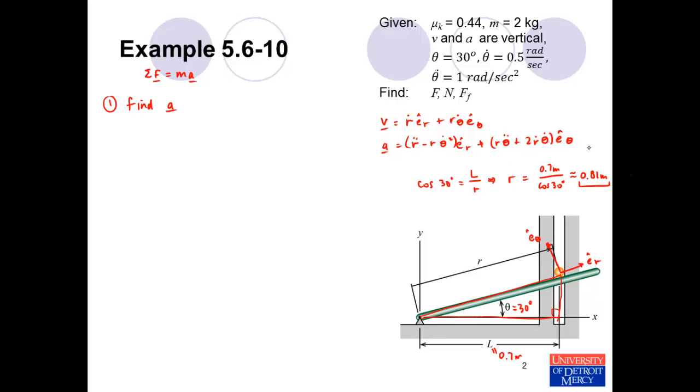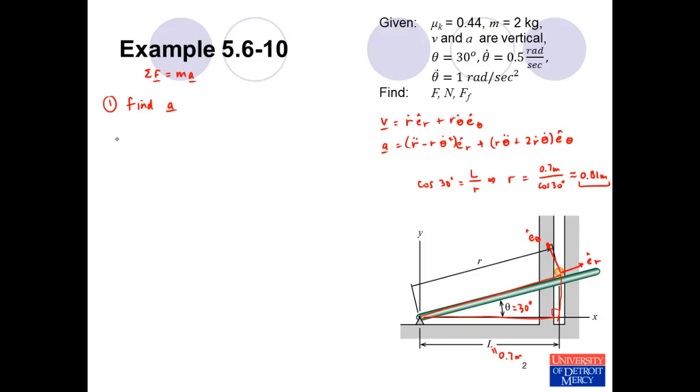So we have a lot of information for solving for the acceleration, but we don't have enough. Specifically, we don't know r double dot, so we can't get the radial component, and we don't know r dot, so we can't get the transverse component. However, we can get r dot by looking at the velocities. This will look familiar from what we did earlier in the course when we were talking about kinematics of a particle.